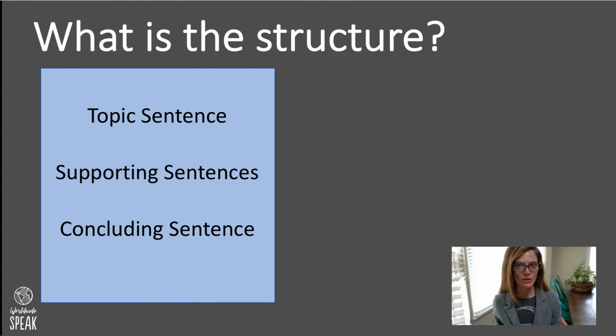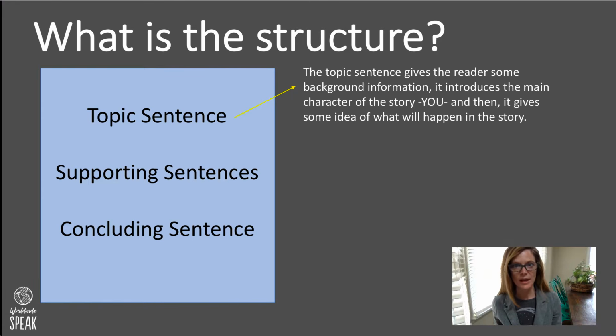Okay, first I'd like to talk about the structure of the paragraph. We start with the topic sentence, and the topic sentence gives the reader some background information. It introduces the main character of the story, which is you, and then it gives some idea of what will happen in the story. It makes the reader want to read more.